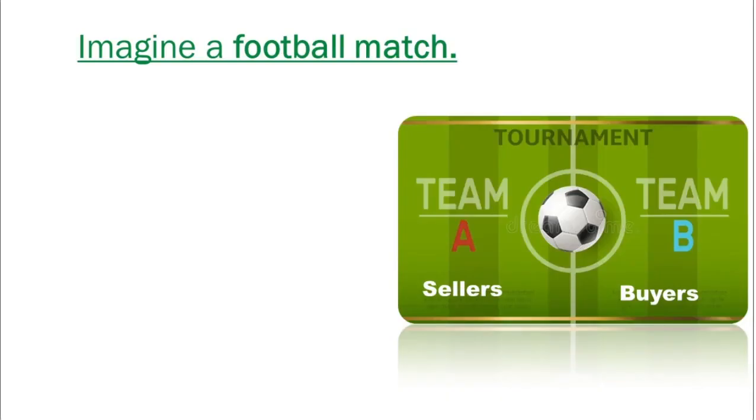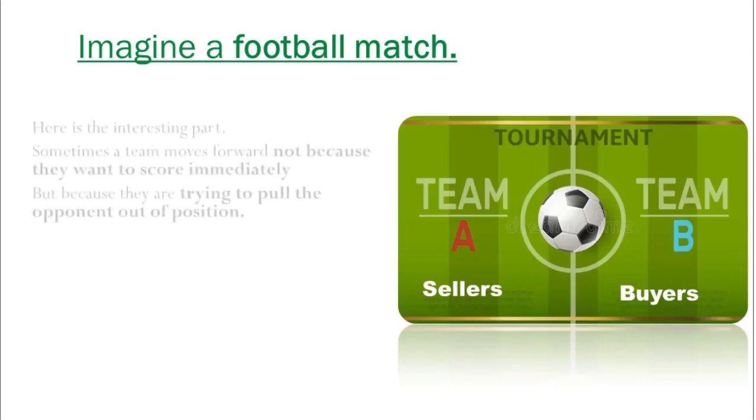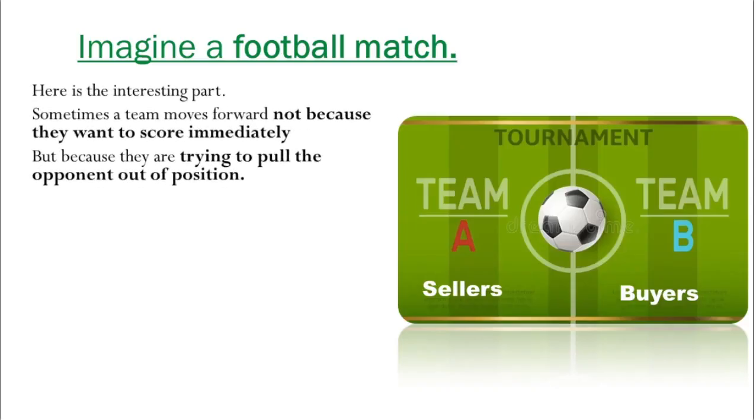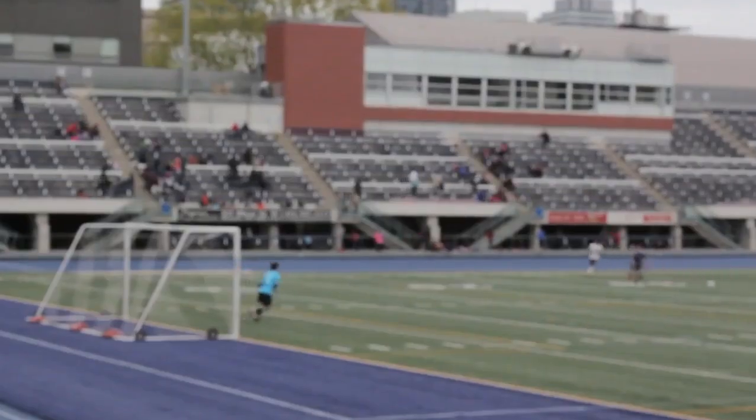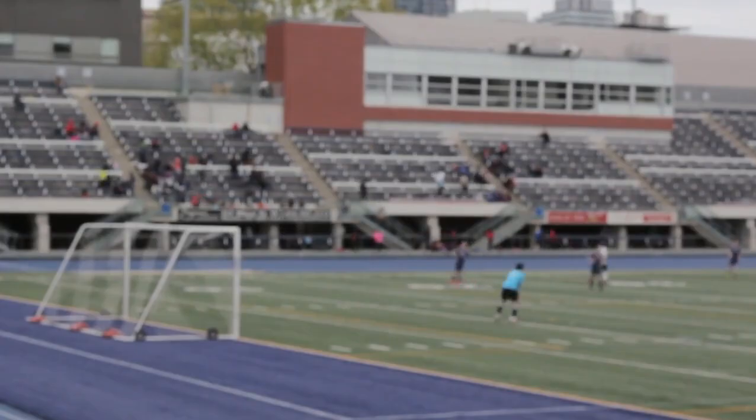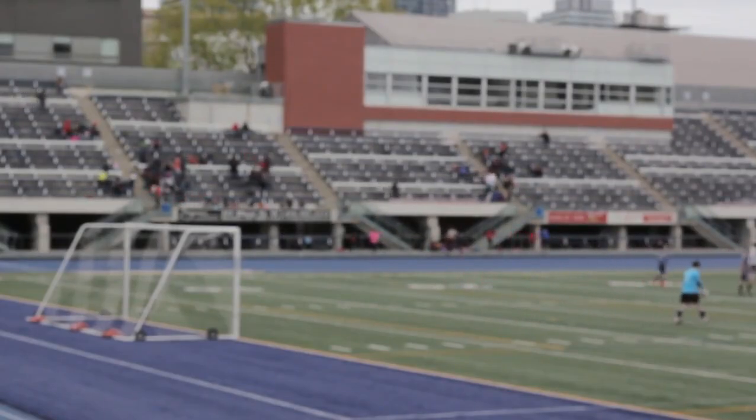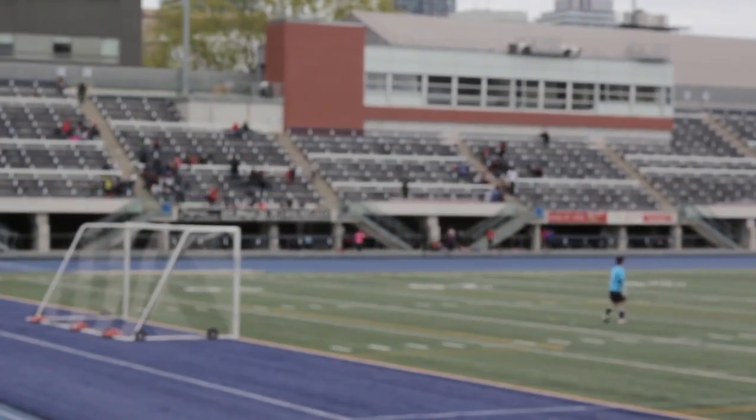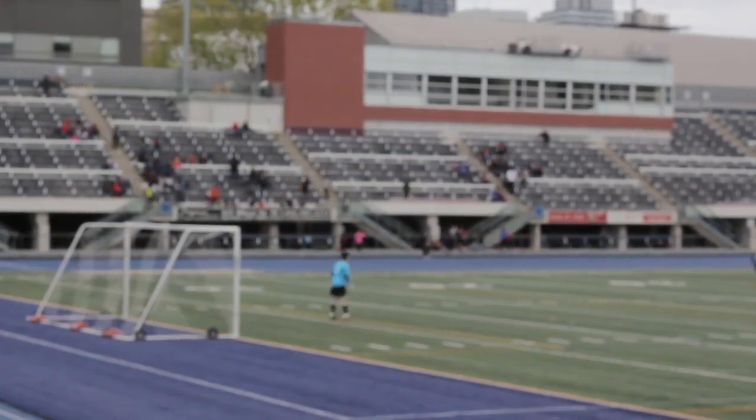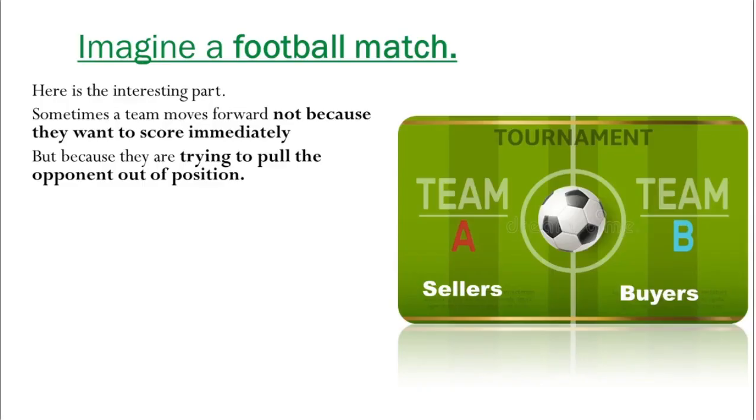But what is going to happen is that at times one player will move the ball. Pay attention to this part. This is the interesting part. Sometimes one part of the team will move the ball closer, move the ball forward, not to score immediately, because the opponent side has strong defenders. They want to pull the opponent out from their defense. By the time they are able to pull the opponent out of their defense, they can now sell the ball in and find an advantage to score.